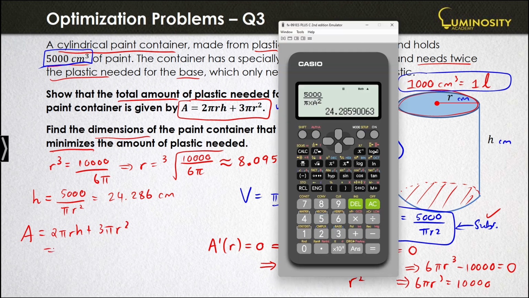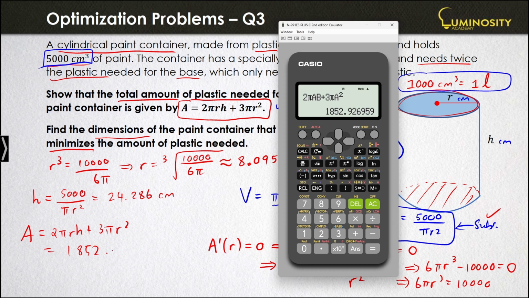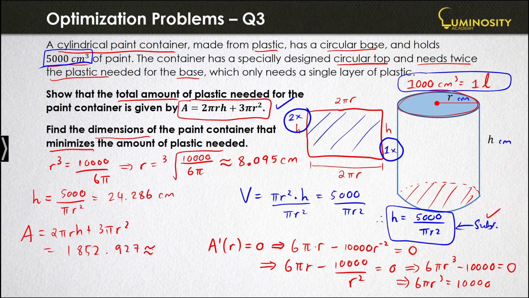So what we can do is, on our calculator, I can call shift store B for h. So it's going to be 2 pi times alpha A times alpha B. Okay, so that's 2 pi rh plus 3 shift pi. And then A we said was our radius, so A squared. And that gives you 1852.927. So I'll say approximately, because you want to kind of overestimate. You don't want to have more plastic than you need, not less. So I'd say around 1,853 square centimeters worth of plastic.